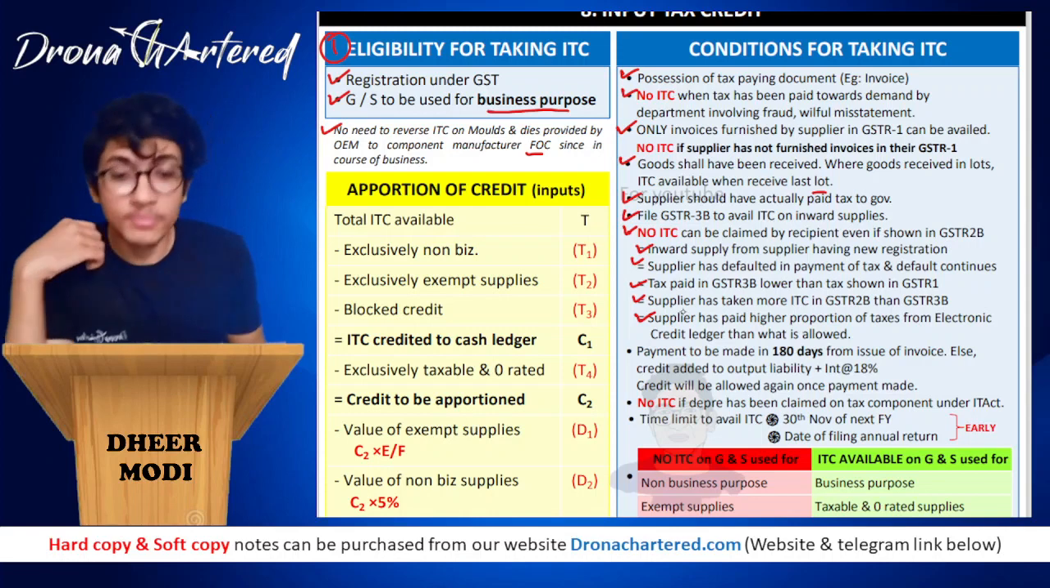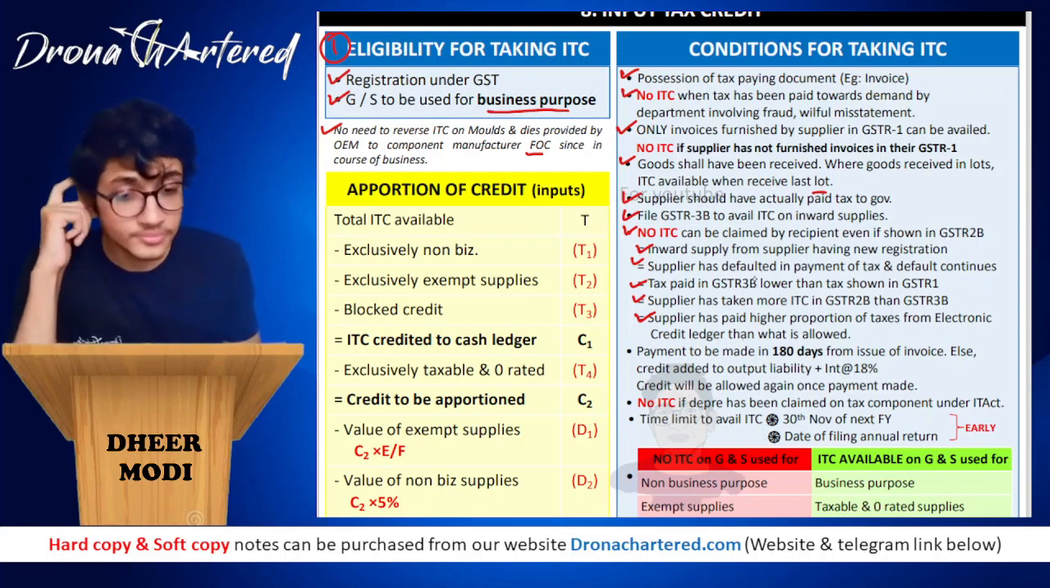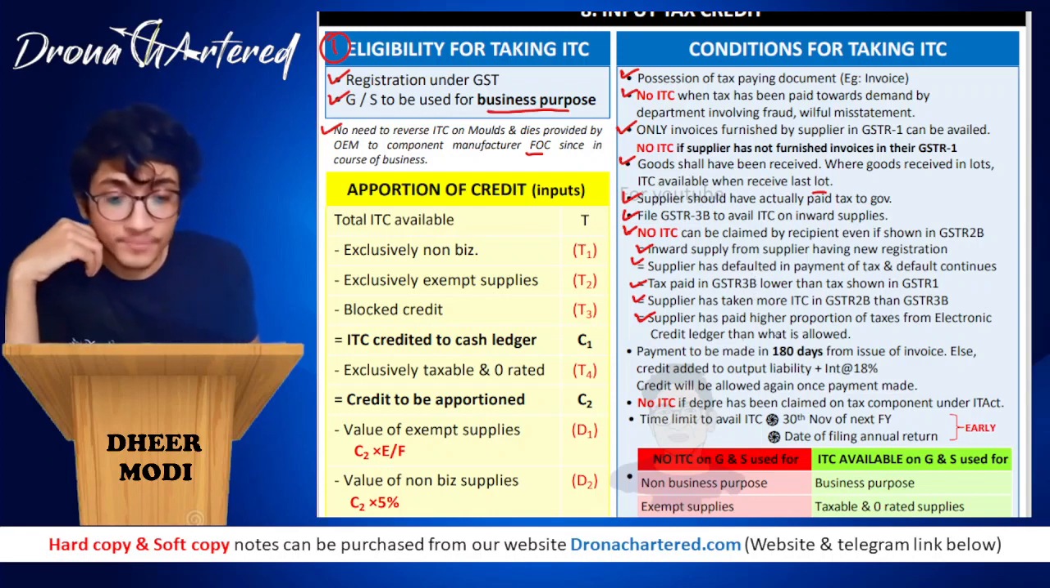If he is not allowed that portion, of course he will not be allowed to claim ITC. Okay.